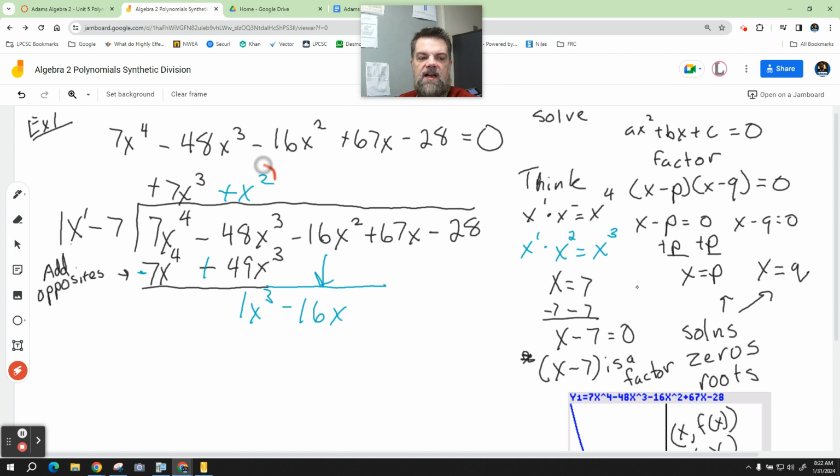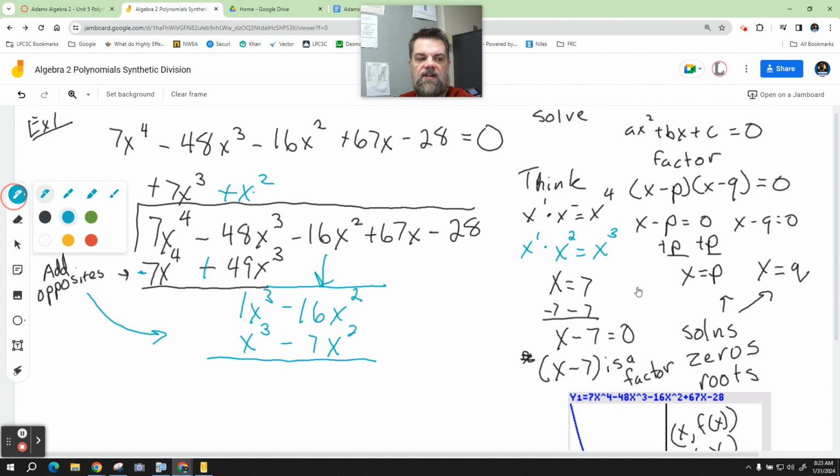So then I say, well, what is a positive x squared times negative 7? Negative 7x squared. Oh, I forgot to write the 2 there. Now, what is x squared times x to the 1st power? X to the 3rd. Remember, I got to add the opposites. So this becomes negative and this becomes positive. X cubed minus x cubed is 0.